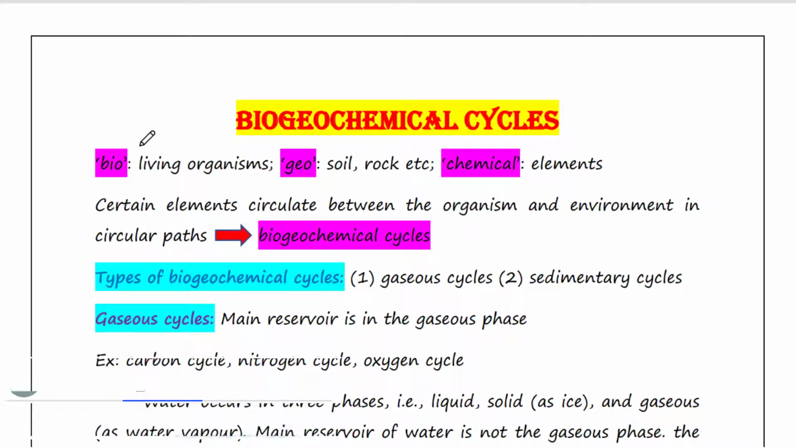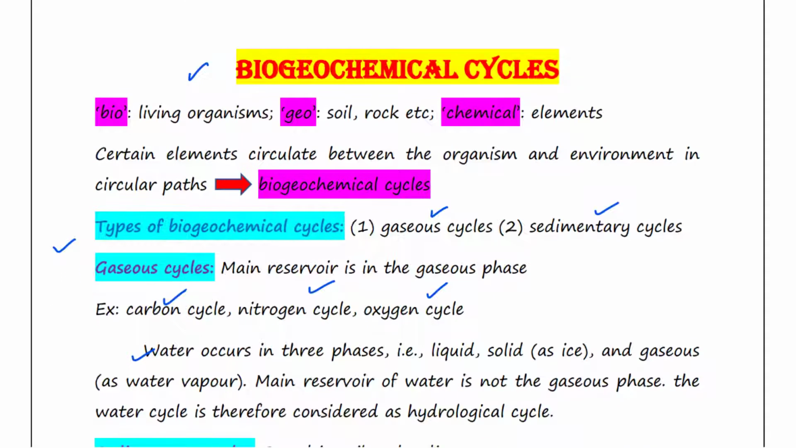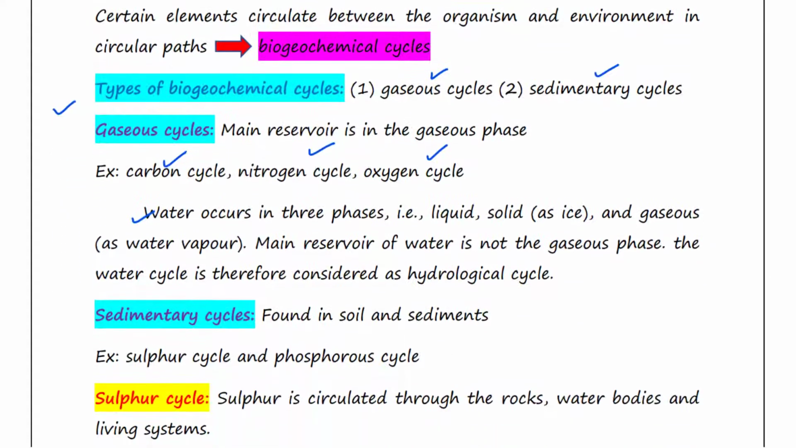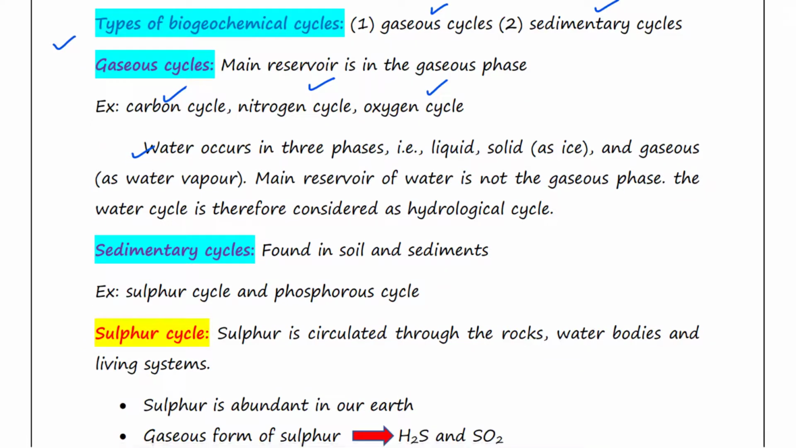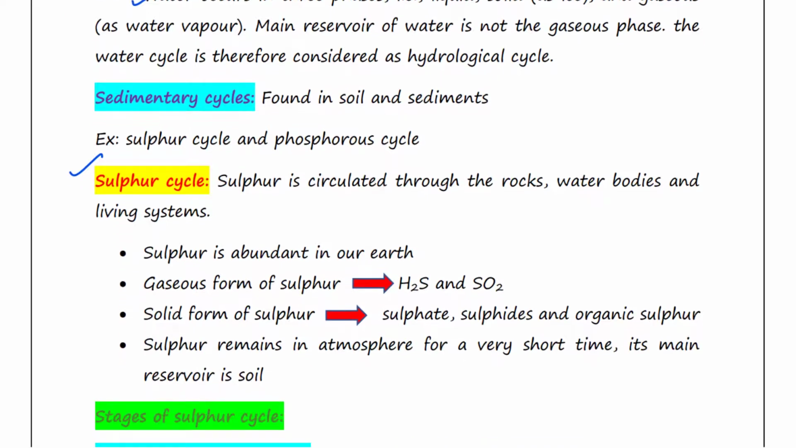So in our previous lecture, we have seen what biogeochemical cycles are. We have seen that there are two types of biogeochemical cycles, the gaseous cycle and the sedimentary cycle. We have already talked about the water cycle, carbon cycle, nitrogen cycle and oxygen cycle. Links are provided in the description box. So the gaseous cycle is complete. Now today we will start the sedimentary cycle. In the sedimentary cycle, first is the sulphur cycle, so today we will talk about the sulphur cycle.